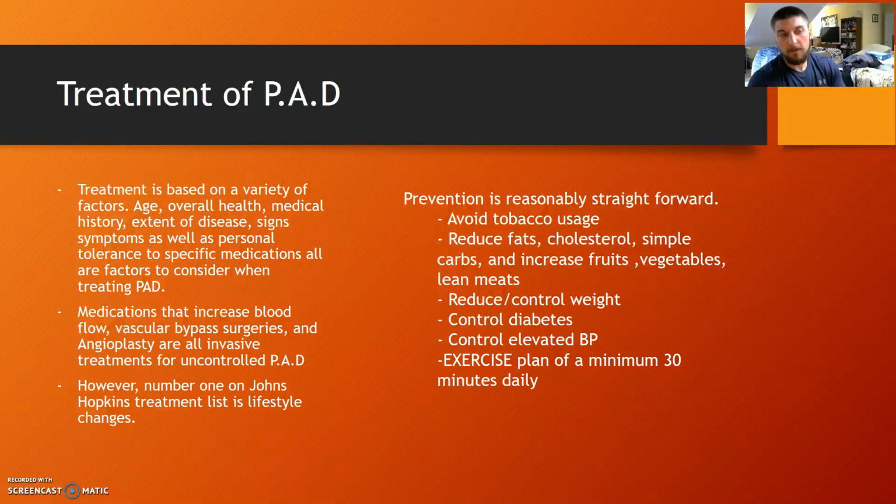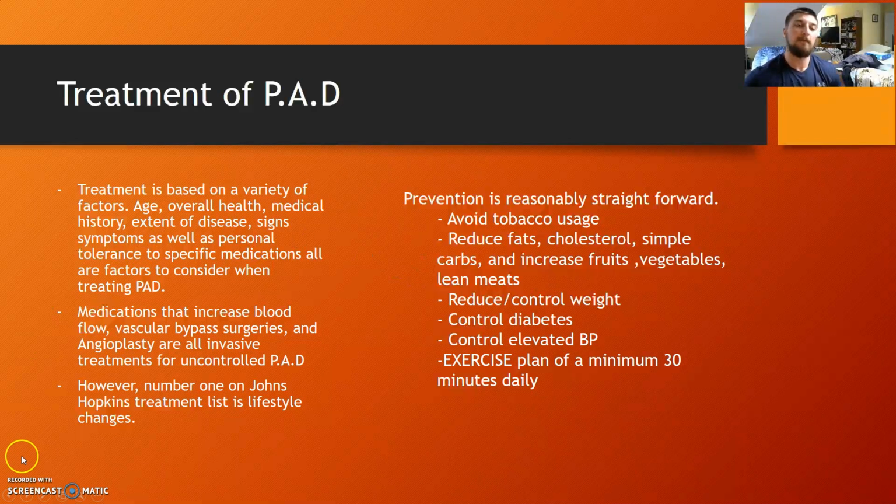However, Johns Hopkins on their site said the number one thing to treat PAD is to never get it. So we need to make lifestyle changes. We need to avoid alcohol consumption. We need to avoid tobacco usage. We need to keep our blood pressure down. We need to increase fruits and vegetables in our diets. We need to control diabetes. The list goes on and on and on. We need to make smart lifestyle decisions so we don't have this developing in our future.